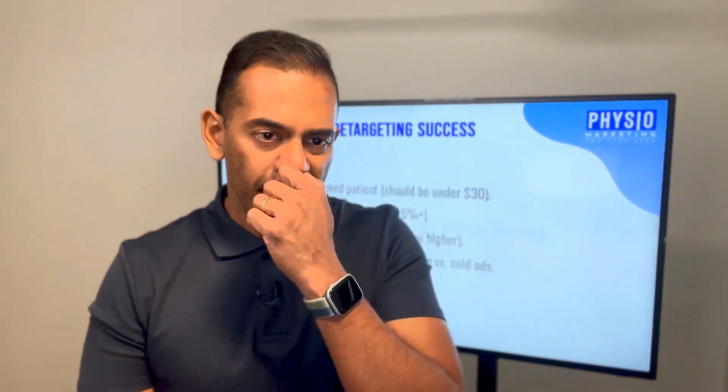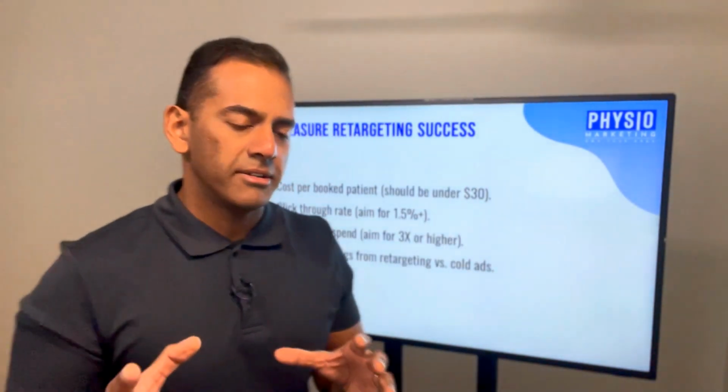So once you've done that, how would you track and scale your retargeting campaigns? What do you do there? So firstly, how to measure how effective your retargeting is, like I mentioned, your ROAS, or your return on ad spend, should be minimum 3. So every dollar you put in, you should get at least $3 back.